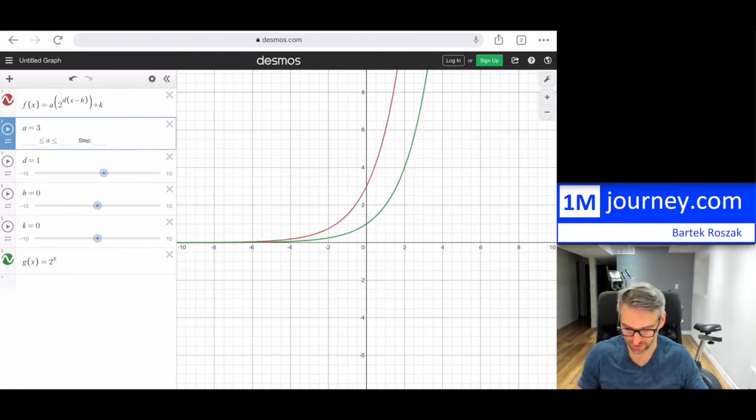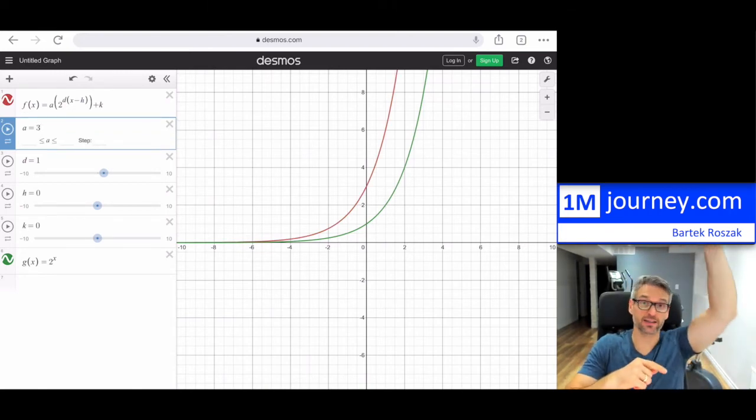So notice again, here is 1. Okay, so they're basically on top of each other. That's what I have. Now, when I move this to 3, we said that it would stretch it in the y, right? And it did, right? And notice it pulled it back.